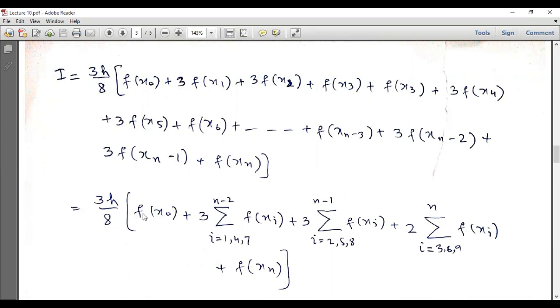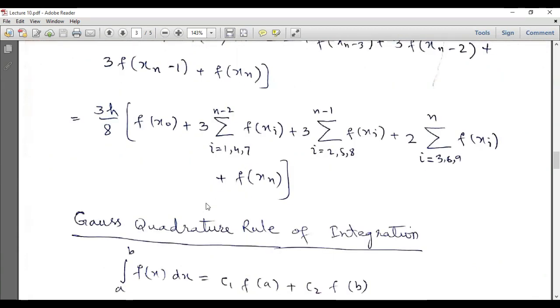So the first term will be alone, the last term will be alone, and for i equal to 1, 4, 7 up to n minus 2, we will have a multiplier term of 3, and for i equal to 2, 5, 8 up to n minus 1, we will have a multiplier term of 3, and for the terms which are multiples of 3, we will have a multiplier term of 2. So that will be the general form of the Simpson's 3 by 8 rule summation.